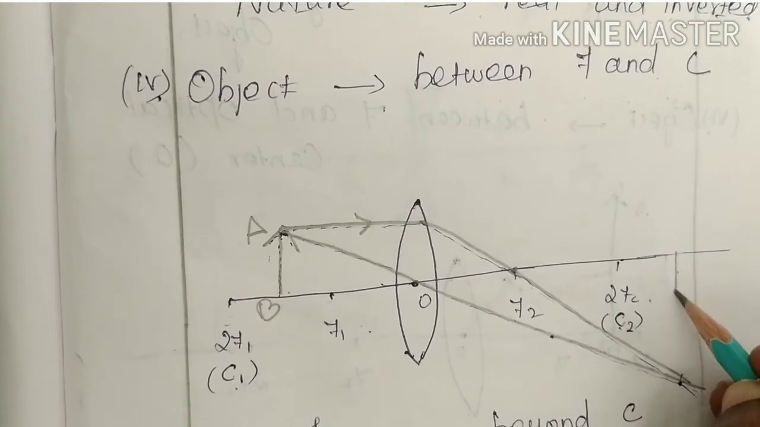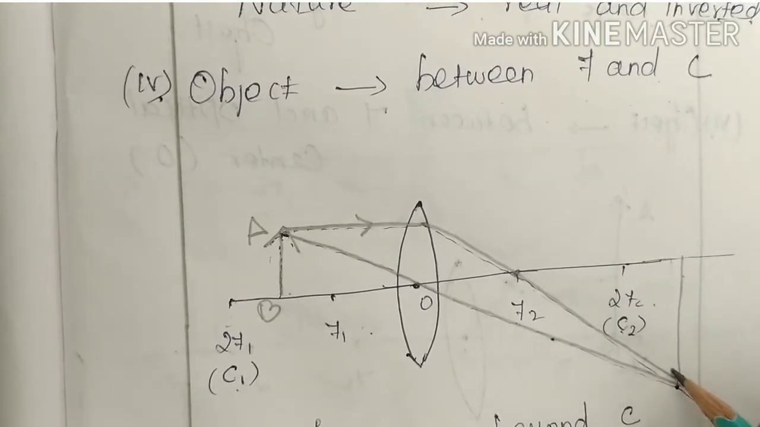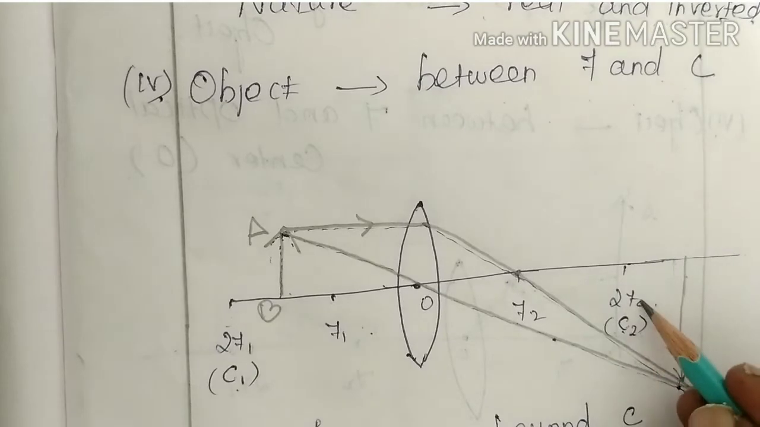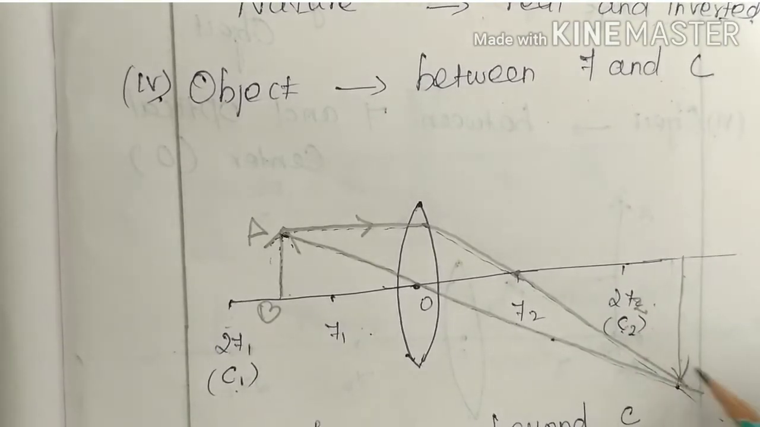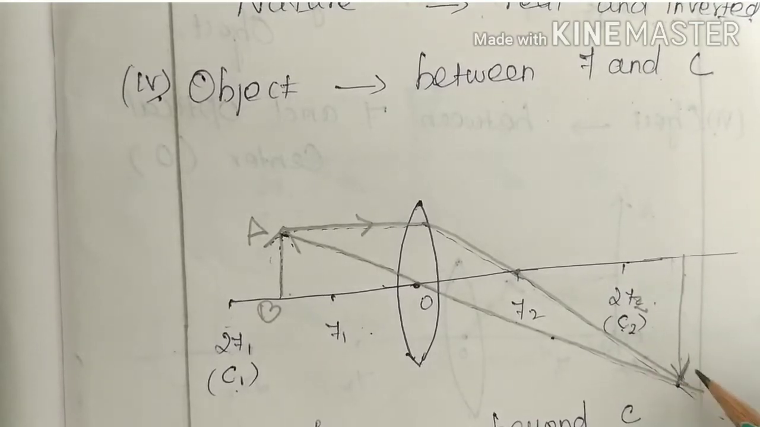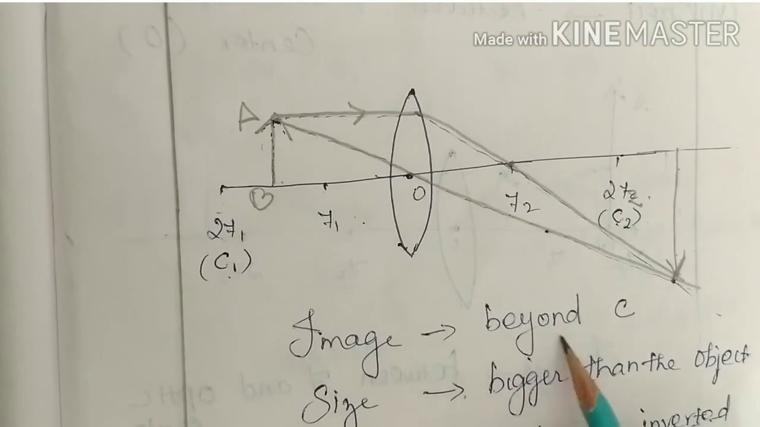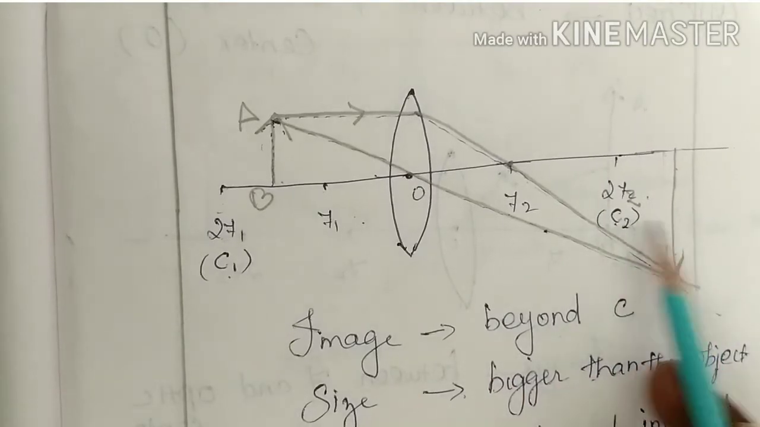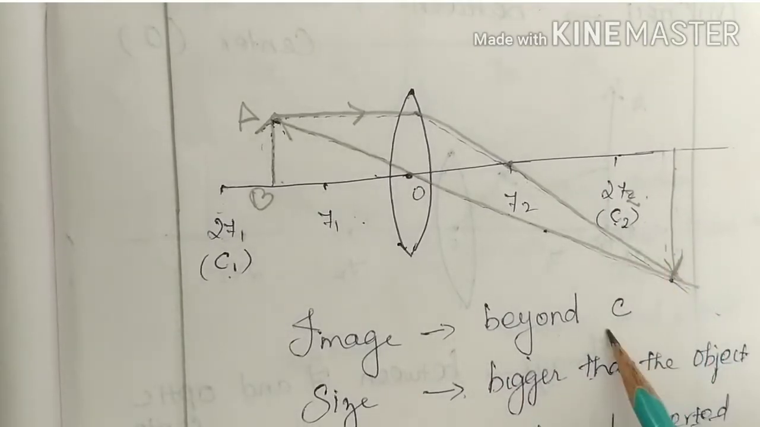The image is formed beyond the center of curvature, or beyond the 2F2 position. The two rays are meeting here. So here the image is formed. So the image position is beyond C. The image position is beyond the center of curvature.